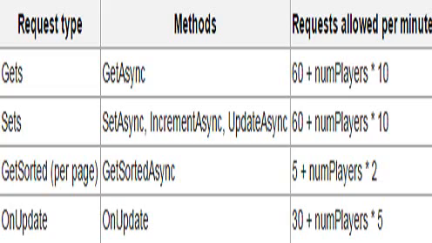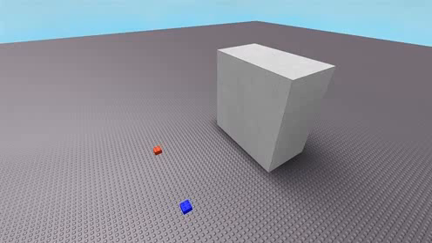Note that each type of operation gets throttled separately. If you are making too many get requests, get methods will be throttled, but the other types of requests such as sets will remain unthrottled as long as they're under their respective limits.